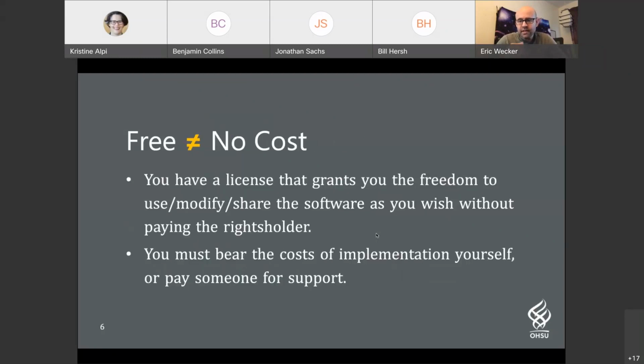It does not mean that it has no cost. You have a license, so you can do whatever you want with the software, but there is a cost. There's a cost of implementation. There's a cost of support. So there is money involved with implementing free software.